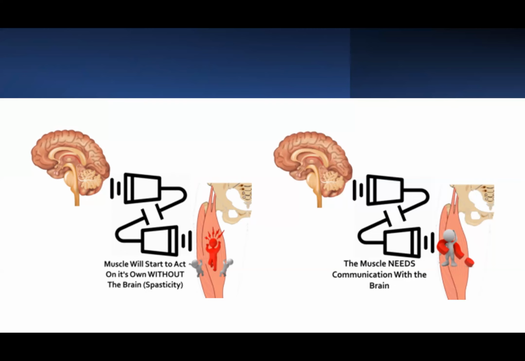They get their input from the spinal cord. Obviously, our spinal cord isn't able to regulate things like our brain is, and so things go a little bit haywire because there's nothing truly regulating our muscles in the way that they need to be regulated. And this picture on the right just shows that the muscle needs communication with the brain. So, like what I just reiterated.